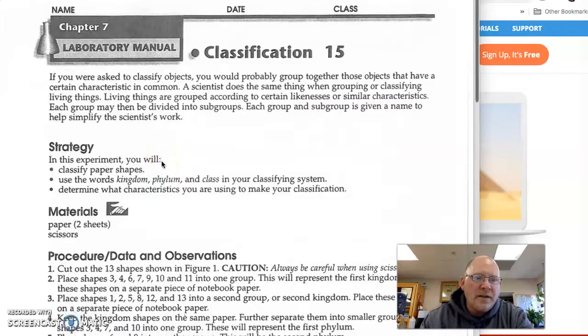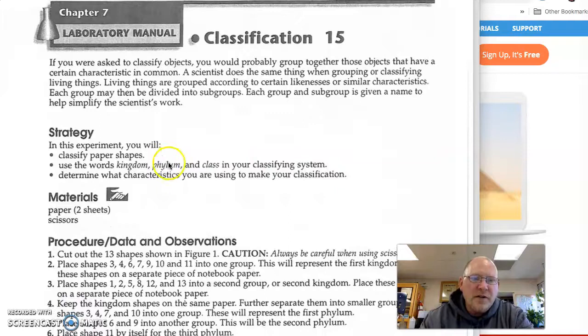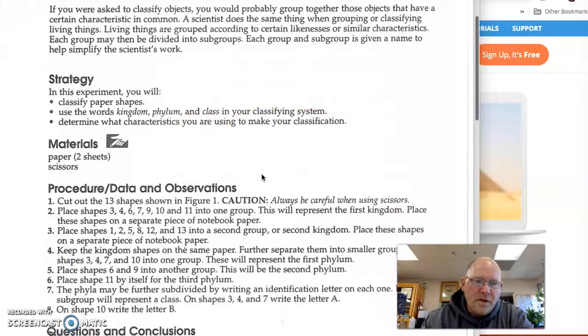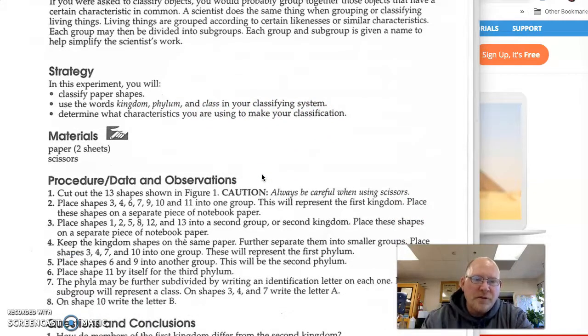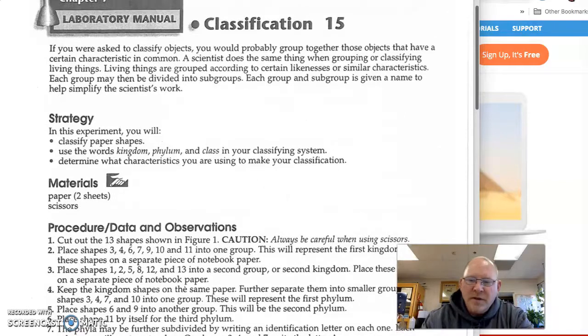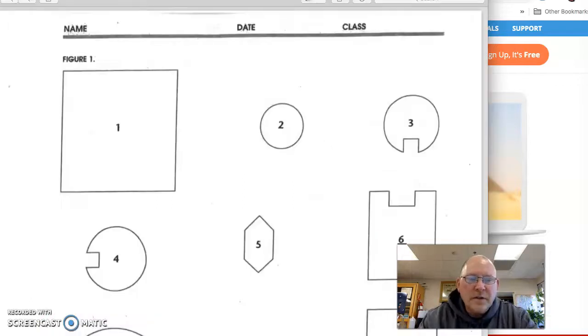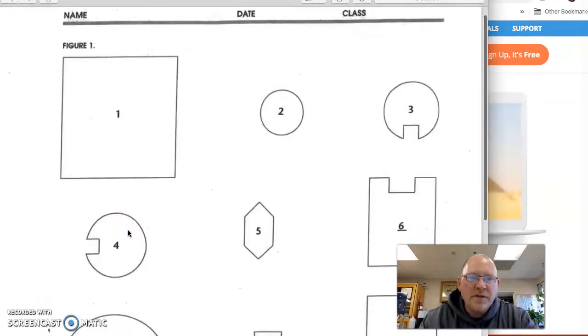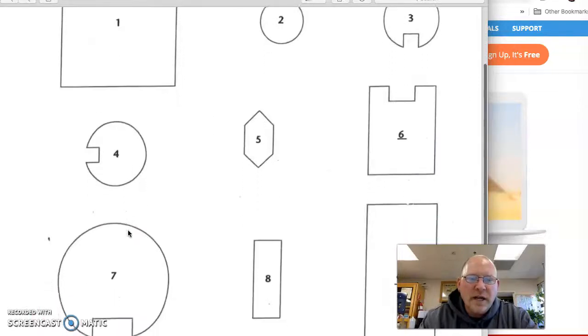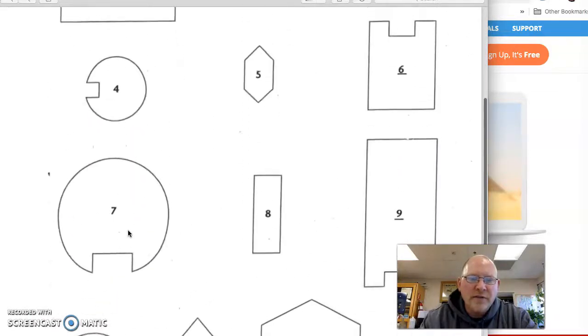So, in the strategy, you're going to classify shapes. You're going to use the words kingdom, phylum, and class in your classifying system. And you're going to determine what characteristics you are using to make your classification. What characteristics are you using to group the shapes together? You'll need a piece of paper, 2 sheets, this one that I'm scrolling up and down. And you'll also need the page that says shapes to cut out, and it looks like this. It has 13 different shapes on it.